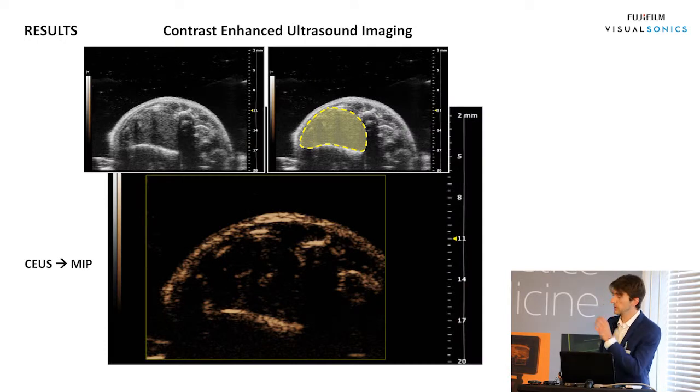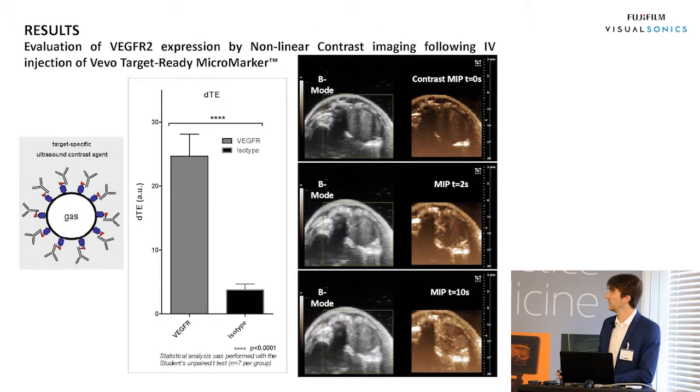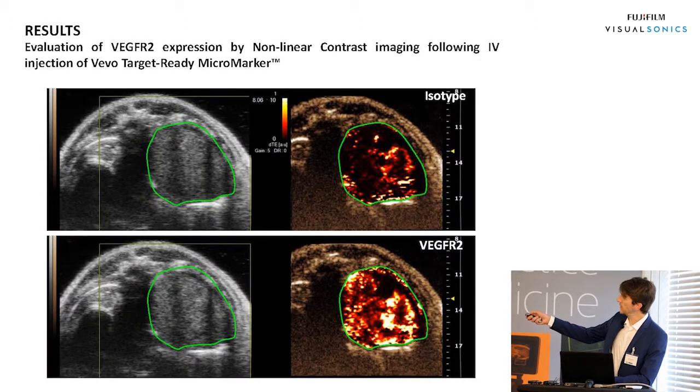We also performed contrast-enhanced ultrasound imaging when injecting microbubbles. As you can see here, the tumor, and you can see the microbubbles arriving inside the tumor. So we decided to use targeted microbubbles and compare the expression of VEGFR2 by nonlinear contrast imaging, and we observed a significant difference in the VEGFR2 expression as compared to the isotype control antibody. As you can see here, the parametric images from the isotype control antibody and the expression of VEGFR2 in these tumors.